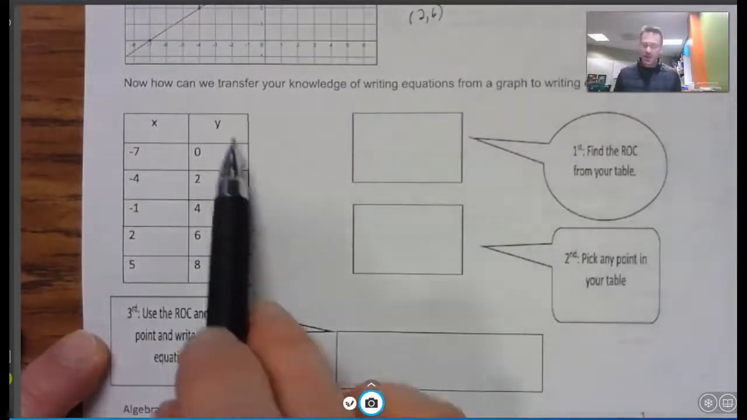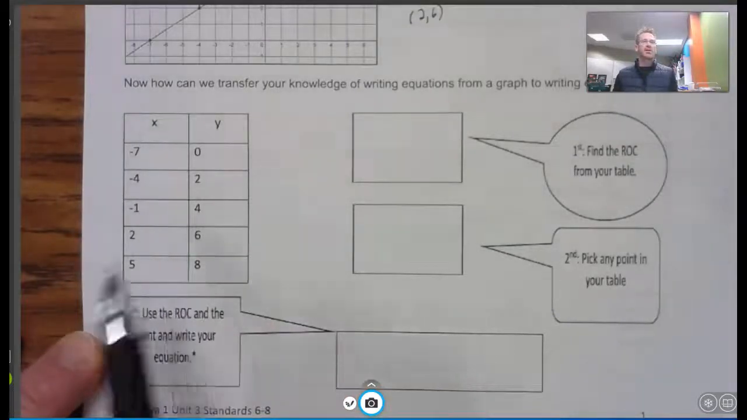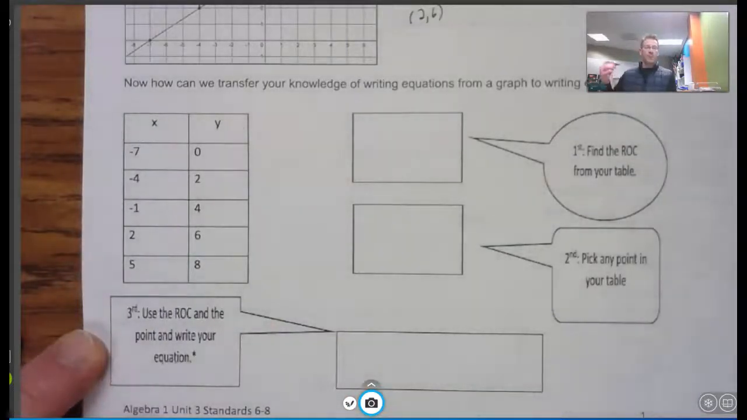So now let's look at our table here. And we've already done this a lot this semester, so hopefully this is really starting to fall into place for you.